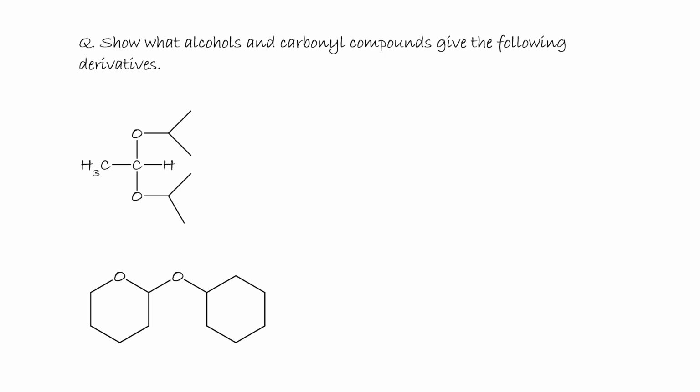Show what alcohols and carbonyl compounds give the following derivatives. This carbon carries the 2 oxygens, so I will cut in here and transfer these two to the carbonyl, and each one of these oxygens will have H, so we'll have two of that. For this one, this is the carbon carrying the two oxygens, so I will cut in here.